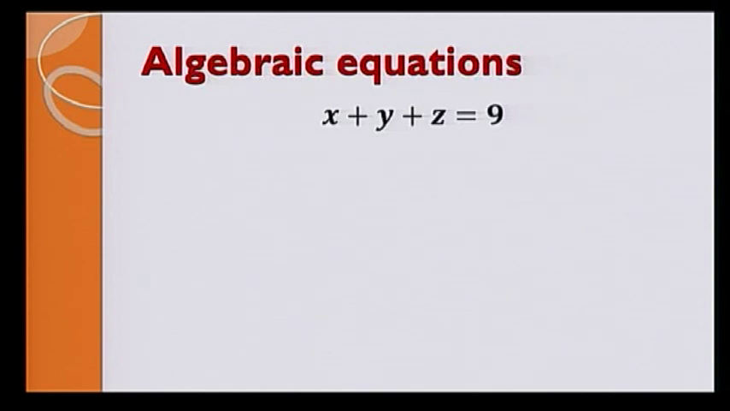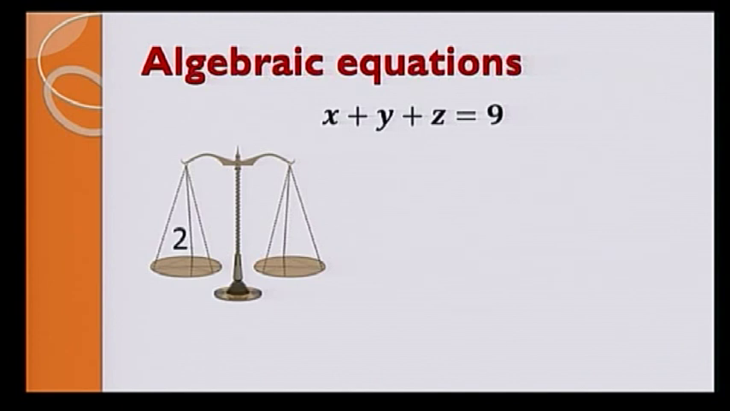For example, let's have a look at this diagram. On one side, we have a 2. In order to balance the scale, we need to insert a 2 on the other side. Therefore, 2 is the solution in order to balance the scale.